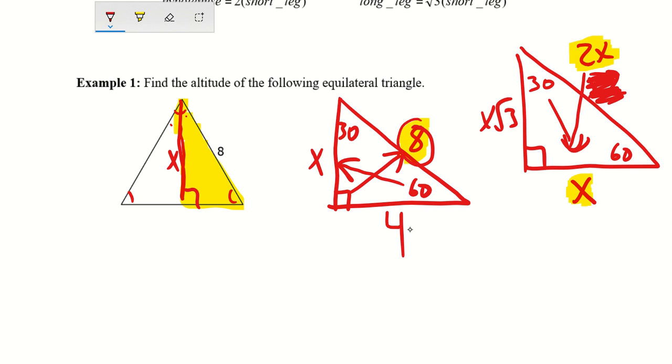And then to find this one, remember, to find the one in front of the 60, you have to multiply the x, which is this one, times the square root of 3. So this one would be 4 square root of 3.